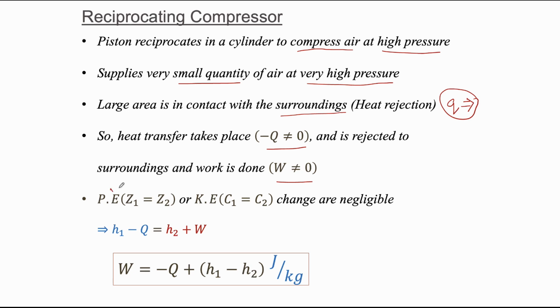Since potential energy and kinetic energy do not change here, what is left in the equation is the enthalpy at the inlet minus Q, because the heat is rejected, which is equal to the enthalpy at the outlet plus the work that is done. So the work done here is going to be equal to negative heat, that is heat rejected, plus the change in enthalpy.